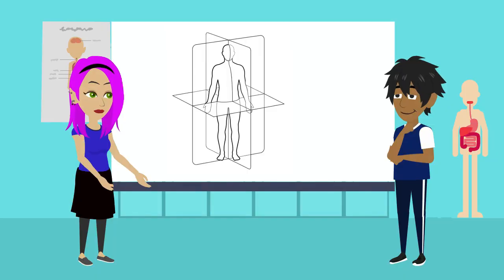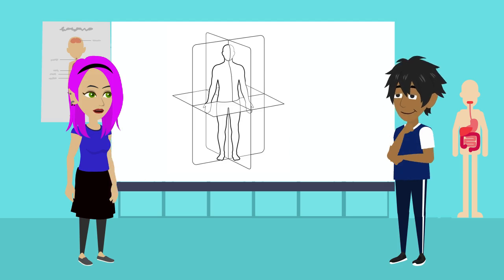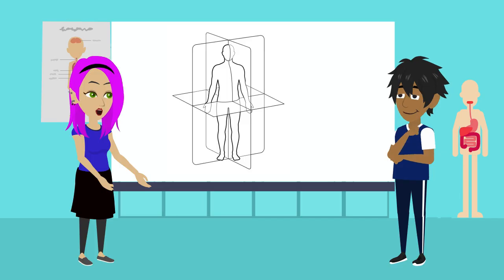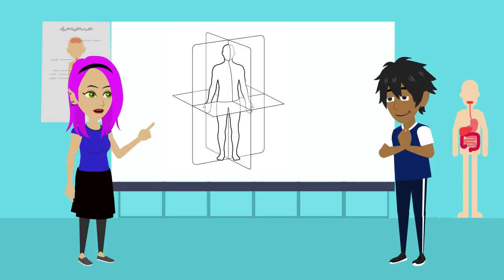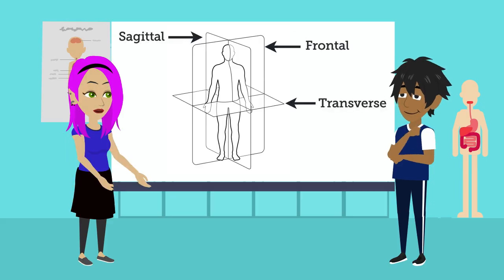Planes of section describe how we slice the body. Planes of section are used to obtain different views of the internal structure of an organ or a body cavity. The commonly used planes of section include sagittal, frontal, and transverse planes.